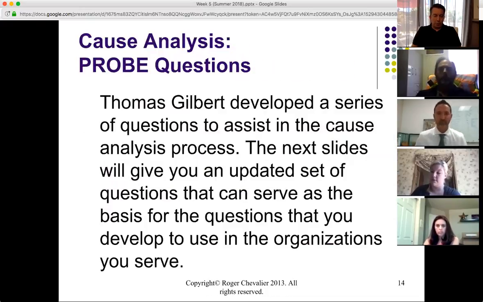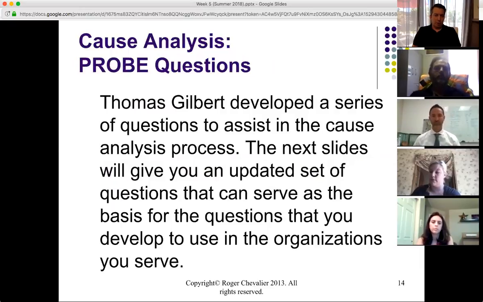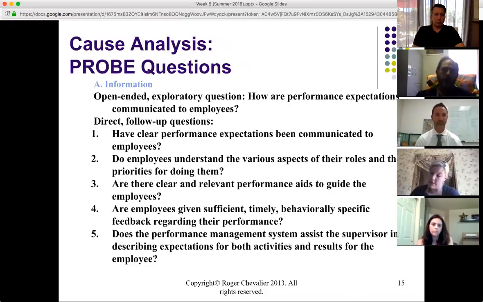When we get into the cause analysis phase, Thomas Gilbert developed a bunch of probing questions. Sometimes these are open-ended questions to help us figure out what the cause is, and sometimes they're more directive and more specific. So you can see here for information, here's an example of a question.